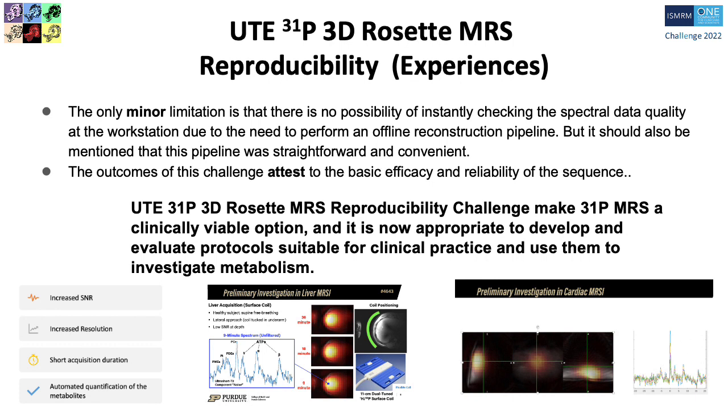Now, it is appropriate to develop and evaluate new protocols that could be suitable for clinical practice and use them to investigate metabolism. So what we achieved at the end of this study is increased SNR, increased resolution, short acquisition duration, and an automated acquisition and quantification technique. What we challenge next is liver and cardiac phosphorus spectroscopic imaging, as illustrated below.